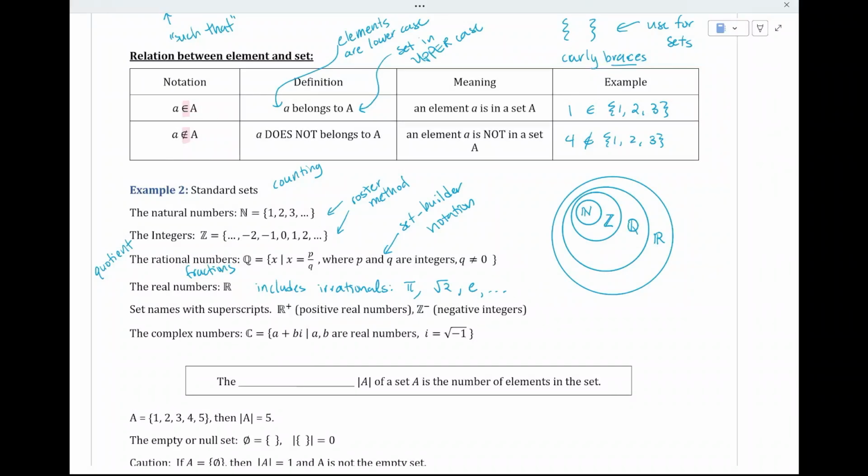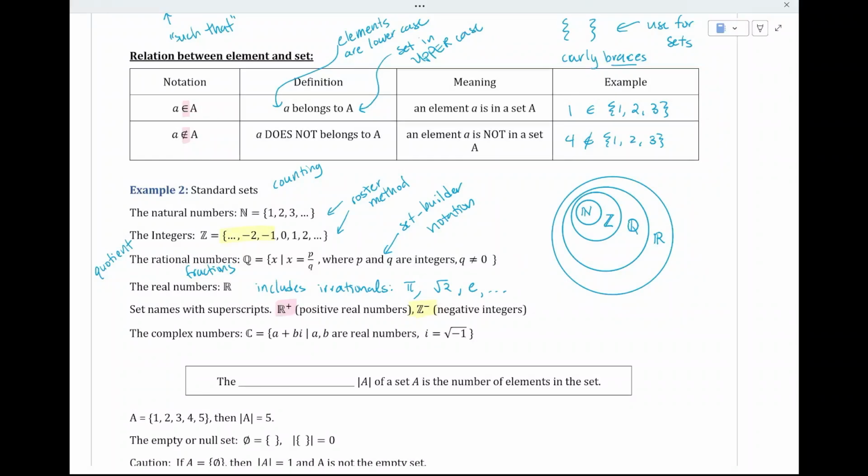And we can also use these standard sets, but modify them a little bit. So here we have R with a plus in the superscript. That's all the positive real numbers. Here we have Z with a minus, which is all of the negative integers. So that would be all of these ones.